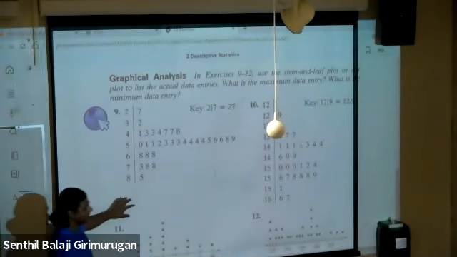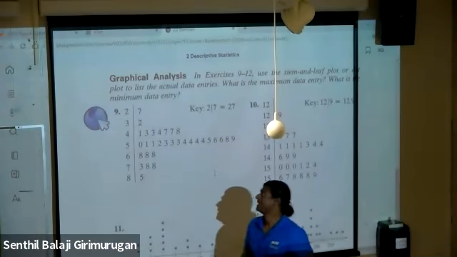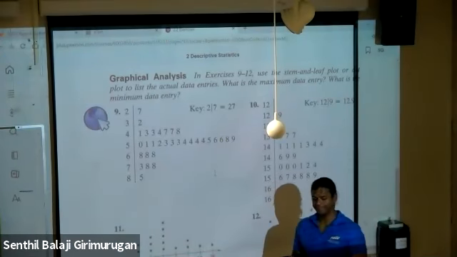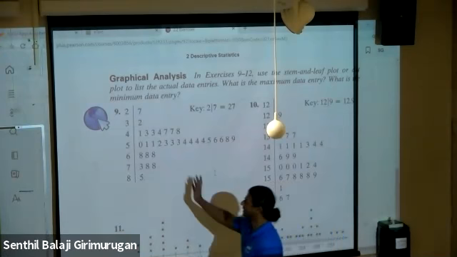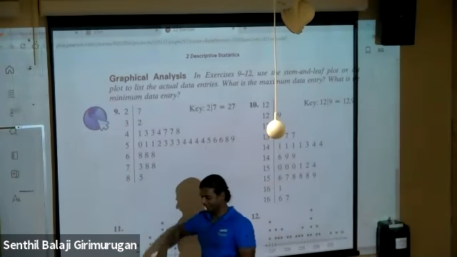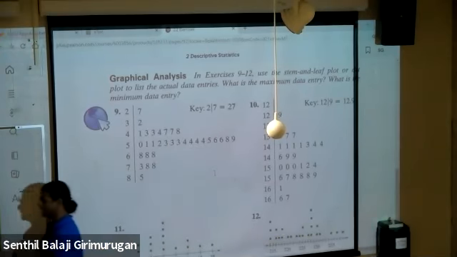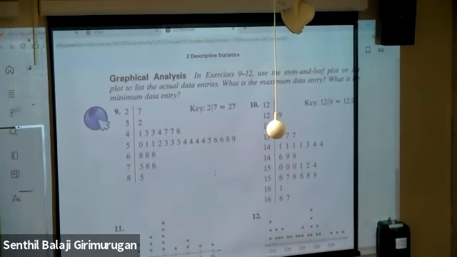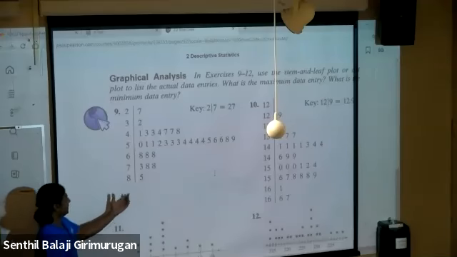Here is a stem and leaf plot. We call it a stem and leaf plot because this part is called the stem and those are the leaves. Stem and leaf plots are great provided you have a small sample and also a discrete sample.